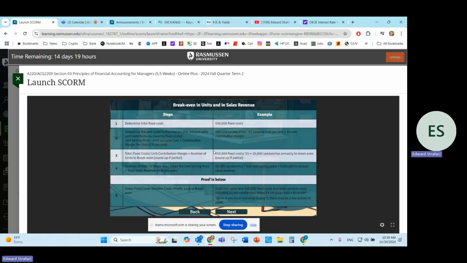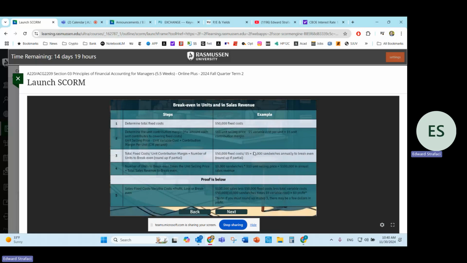So if you have $50,000 worth of fixed costs and you want to get to 40,000, I think they wanted to cover $40,000, right? And in this case, you want to cover your fixed cost and you're selling your product for $5. If you take your fixed cost divided by $5, that means you have to sell 10,000 sandwiches to just cover your fixed costs.